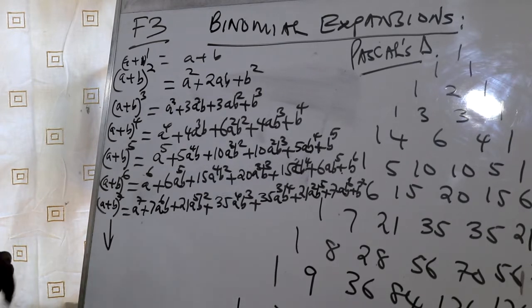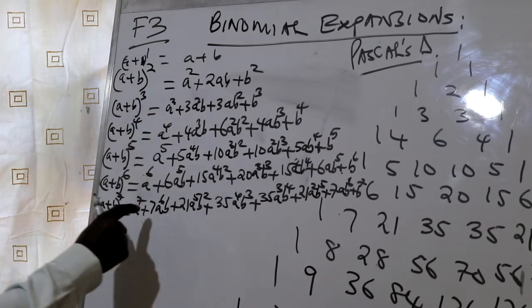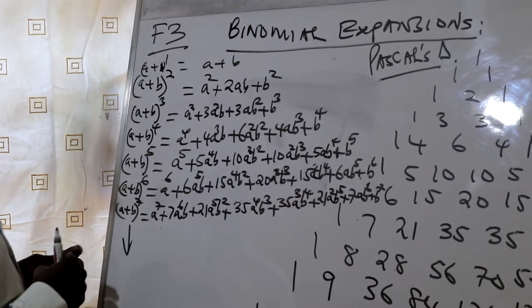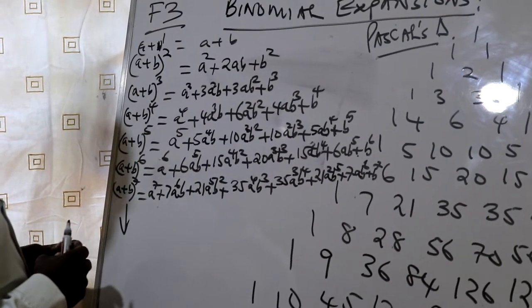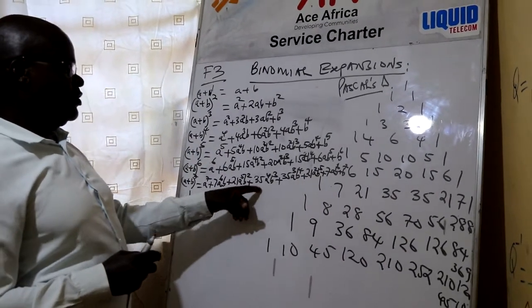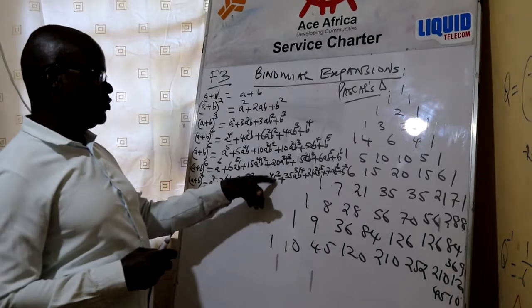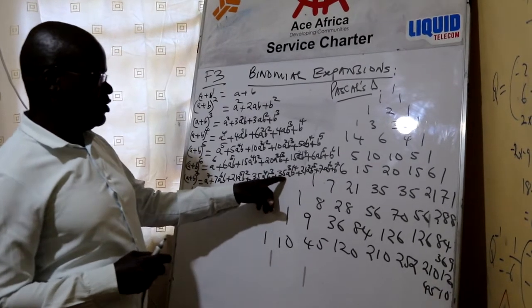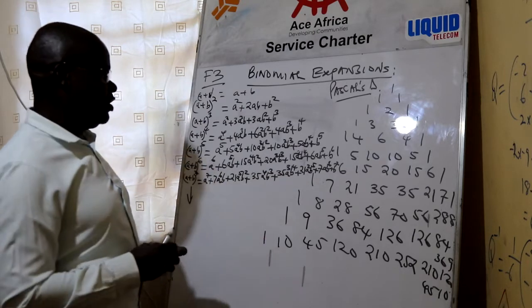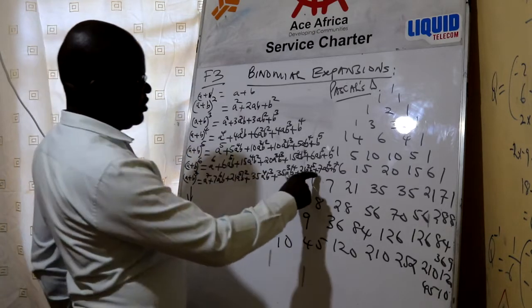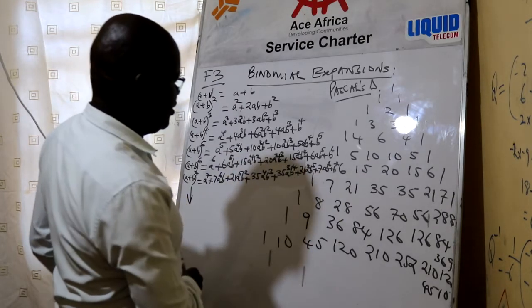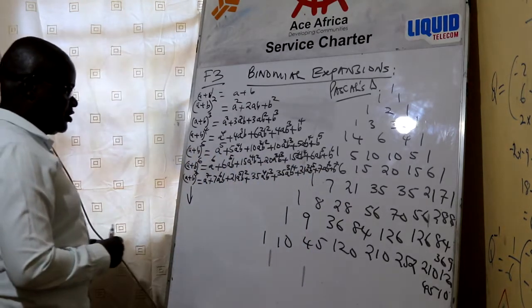Okay. This is a raised to 7 plus 7a raised to 6b plus 21a raised to 5b squared plus 35a raised to 4b raised to 3 plus 35a cubed b raised to 4 plus 21a squared b raised to 5 plus 7a b raised to 6, and finally plus b raised to 7.